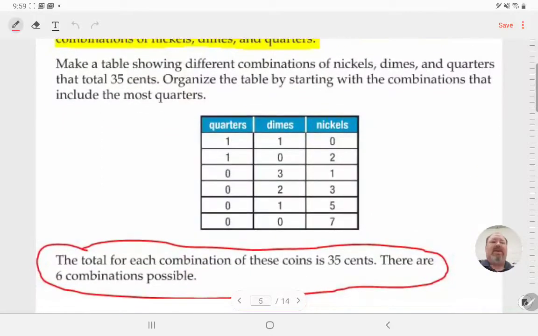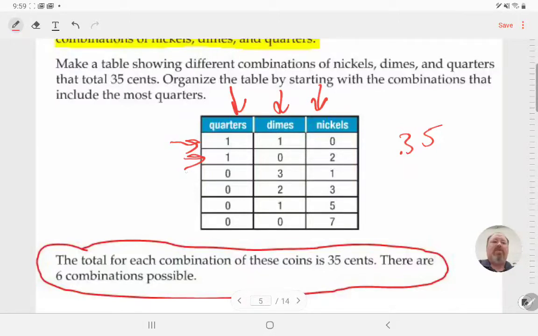So we can make a table. We can say quarters, dimes, and nickels. And we need to get a total of 35 cents, okay? So we could start with quarters. 1 quarter would be 25. A dime would be 35. We could try quarters again. 1 quarter and 2 nickels would be 35 cents.